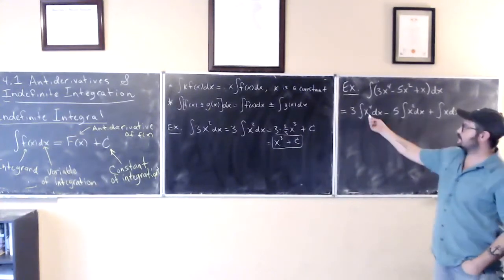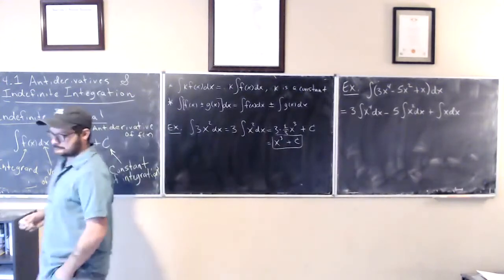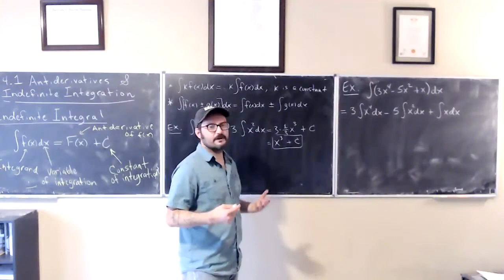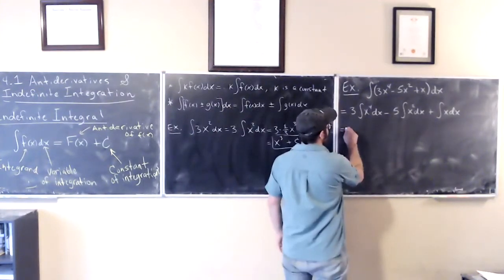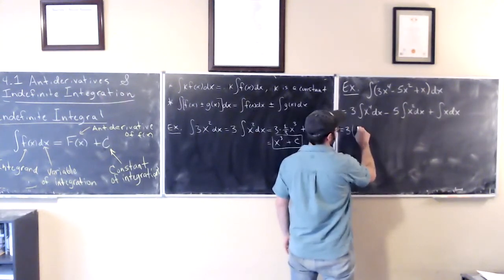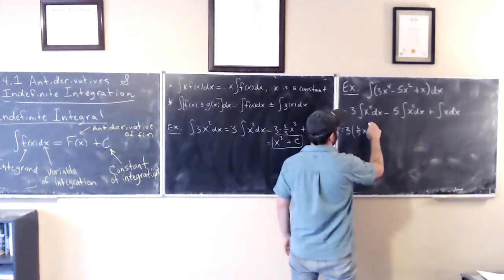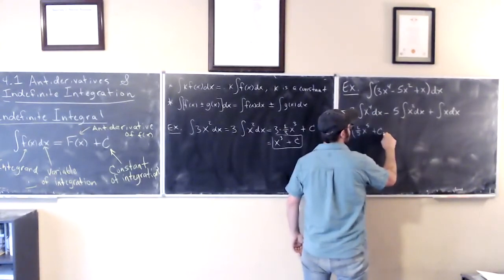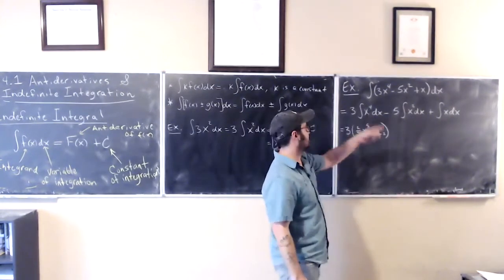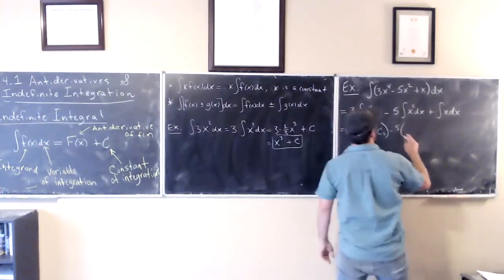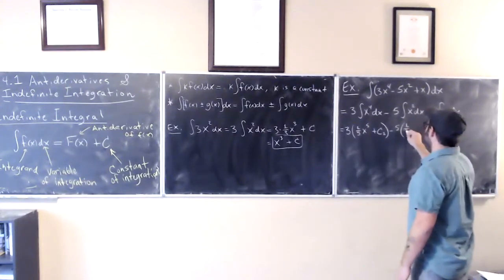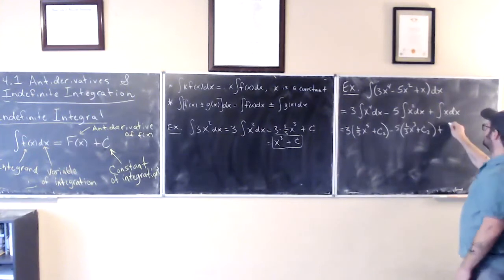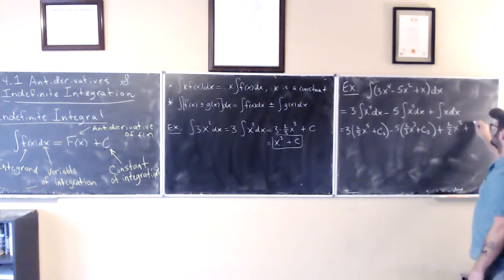So what's the antiderivative of x to the power of 4? One-fifth x to the fifth. Right, 1/5 of x to the power of 5 plus some constant. So this will be 3 times 1/5 x to the power 5. I kind of skipped a step, but I'll do it here: plus some constant c1. So the answer to this indefinite integral is 3 times all that business, minus 5 times the antiderivative of x squared, which is 1/3 x cubed plus some other constant, maybe c2. And then the antiderivative of x is just 1/2 x squared plus some other constant, maybe c3.